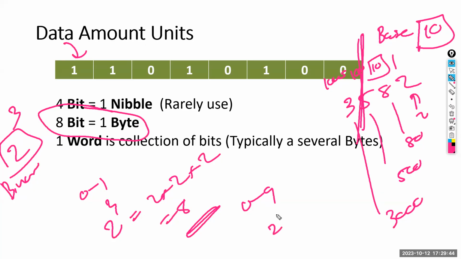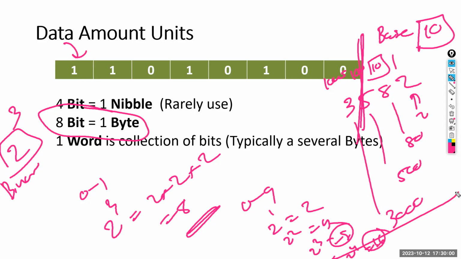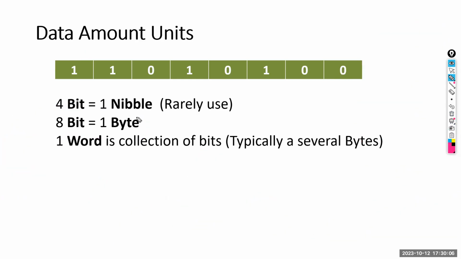Remember, 2 to the power 1 is 2, 2 to the power 2 is 4, 2 to the power 3 is 8, 2 to the power 4 is 16. So they could have used either 16 or 8, but they decided, okay, let's say 8 bit, not 16 bit. We need a reasonable size, something closer to 10. So we say 8 bit is 1 byte.